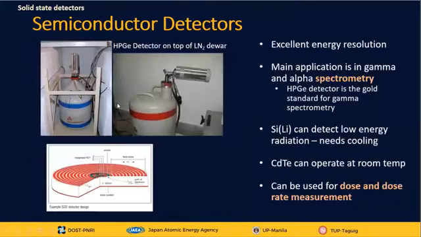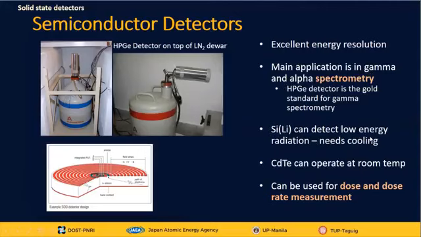So these are the types of semiconductors. We have this HPGe, or high purity germanium detector, on top of a liquid nitrogen dewar. This type of detector has excellent energy resolution, and this is actually the gold standard for gamma spectrometry. Main applications of semiconductors are in spectrometry for gamma and alpha particles.